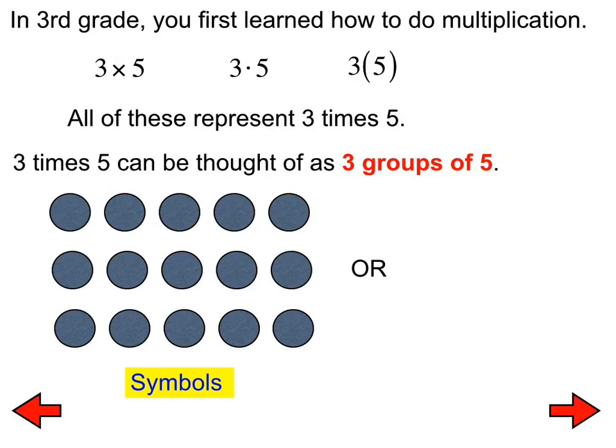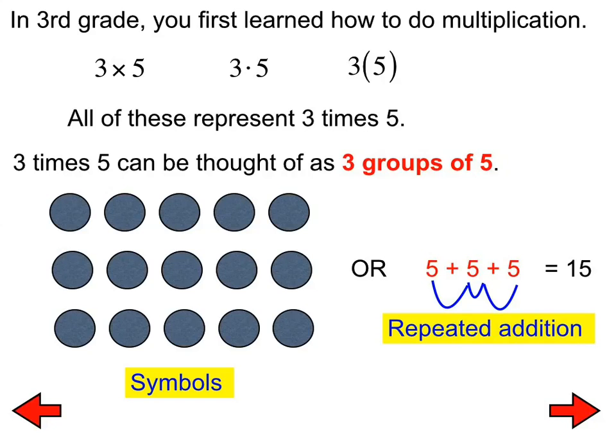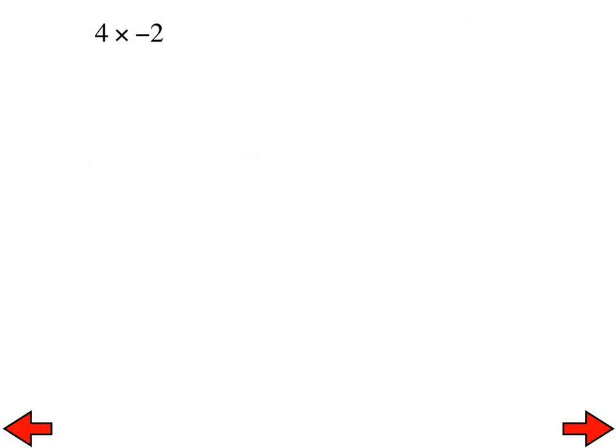You also learned using what we call repeated addition. So we have 3 5s that we're adding together, much like the 3 rows of 5 circles there, and we have 15 altogether. And that is what is referred to as repeated addition. Well, we can use some of those same strategies to deal with multiplying integers.